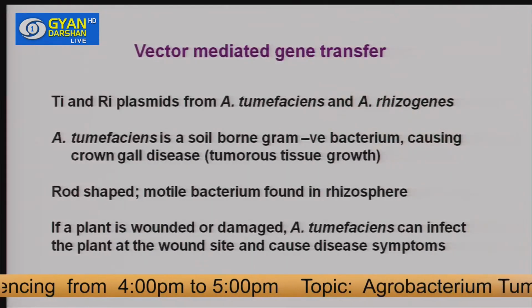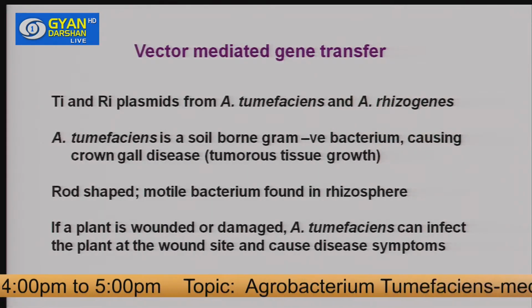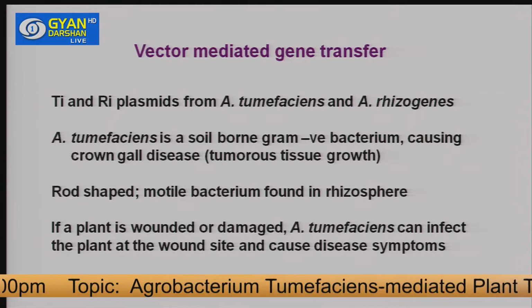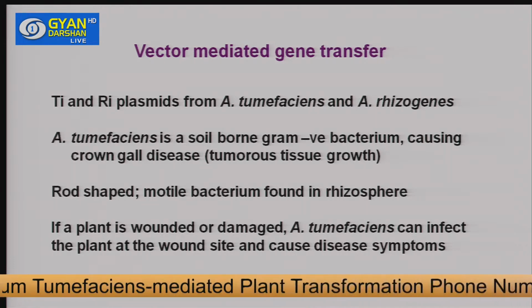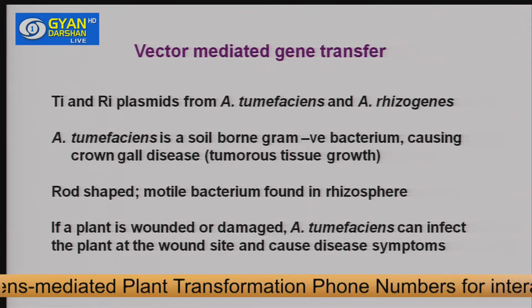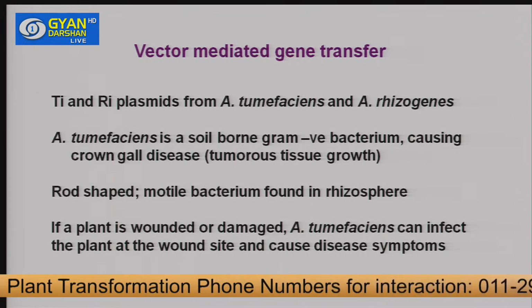Now in this context, I would like to mention that in addition to Agrobacterium tumefaciens, you have another species of Agrobacterium called Agrobacterium rhizogenes. It causes root mat disease, or hairy root disease, where there is a huge proliferation of root growth and abnormal root formation. We will not go into details of Agrobacterium rhizogenes today.